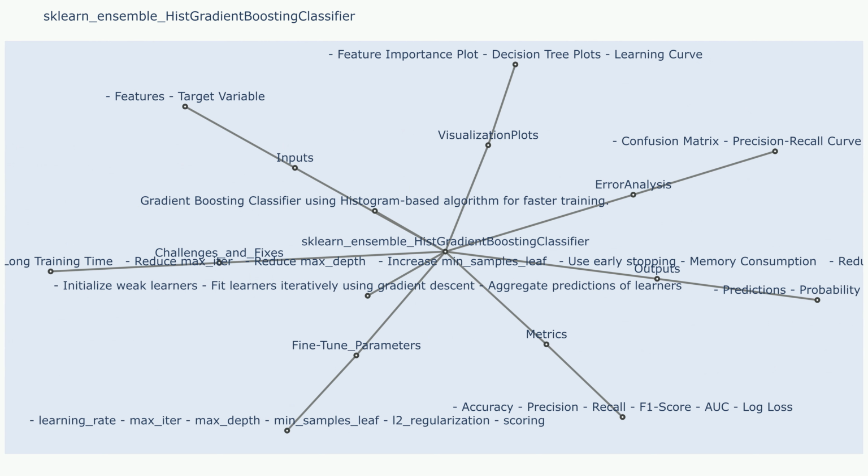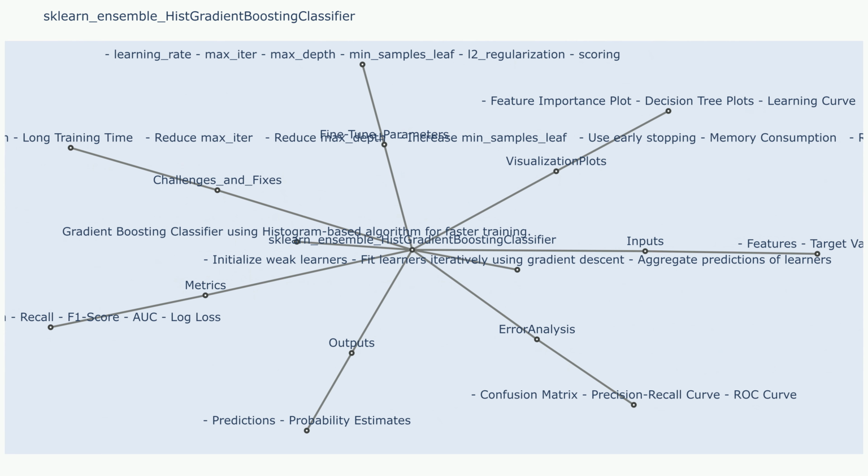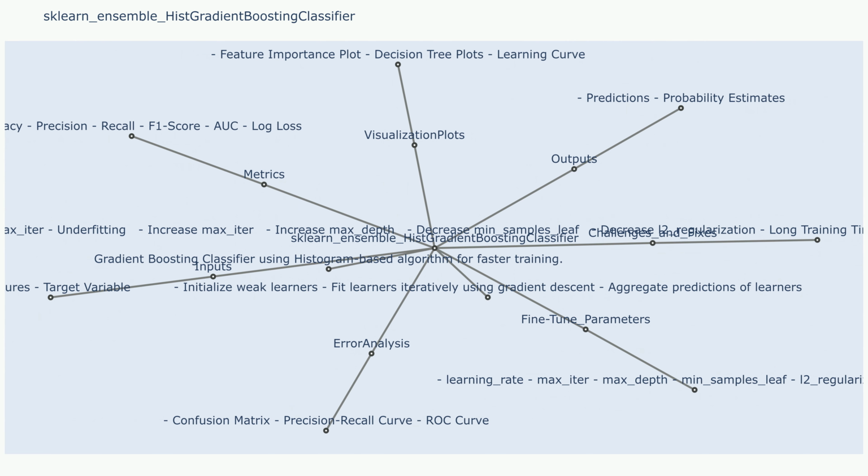Challenge 1. Overfitting. The model may perform well on the training data but generalize poorly to unseen data. Sample use case that resulted in challenge 1. When using a high learning rate and large max depth, the model might memorize the training data and fail to capture general patterns. Fixes to challenge 1. Reduce the learning rate. Decrease the maximum depth of trees, max_depth. Increase the minimum samples per leaf, min_samples_leaf. Use early stopping based on a validation set.